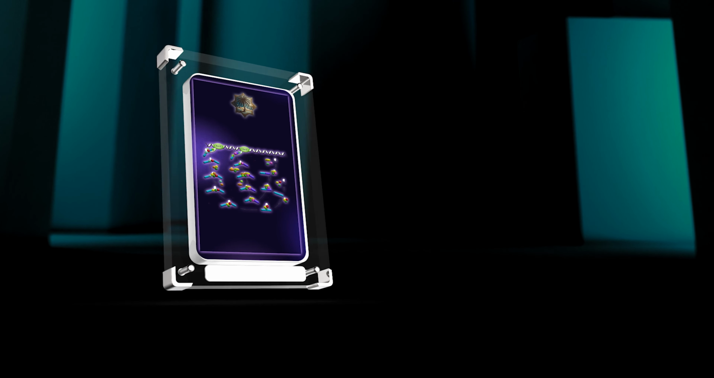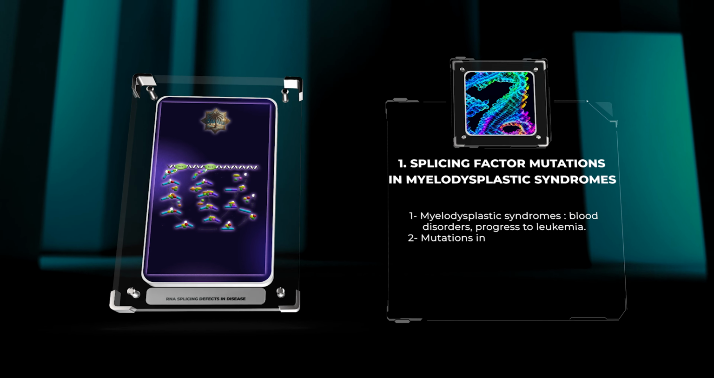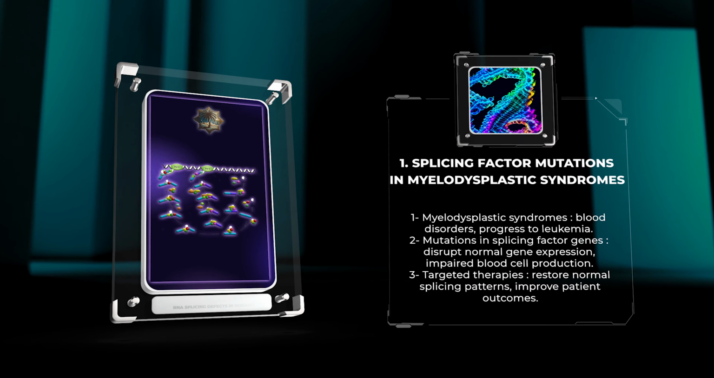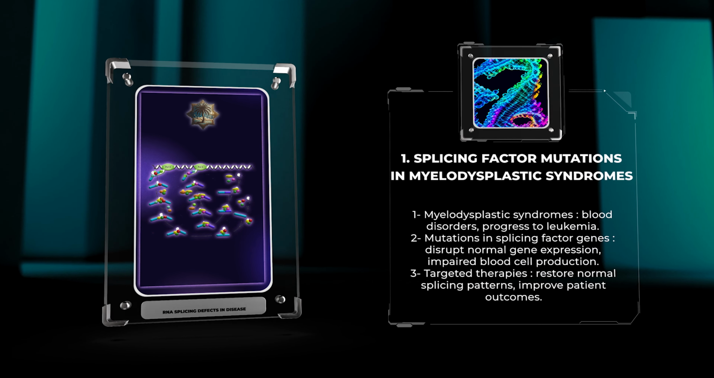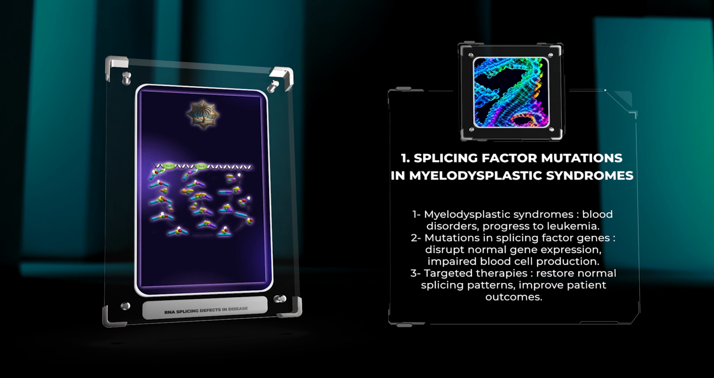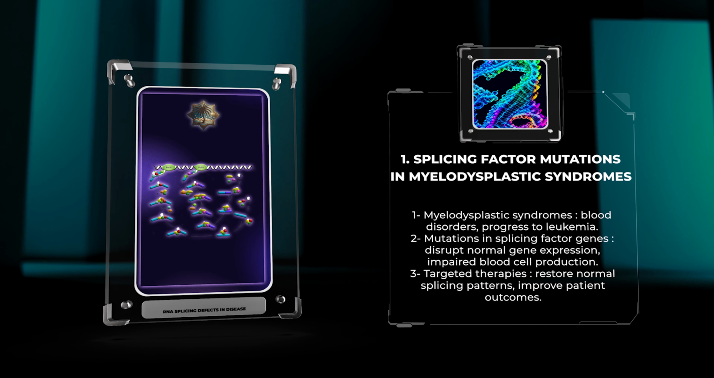Myelodysplastic syndromes are blood disorders that can progress to leukemia. Mutations in splicing factor genes can disrupt normal gene expression, leading to impaired blood cell production. Targeted therapies are being investigated to restore normal splicing patterns and improve patient outcomes.